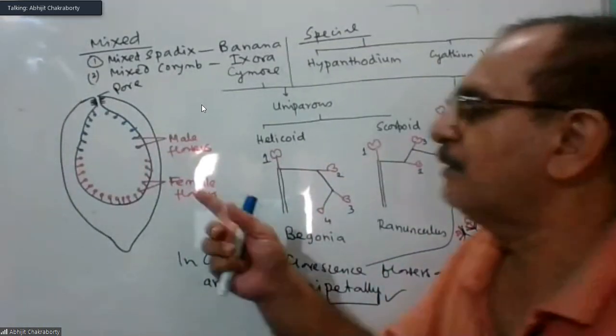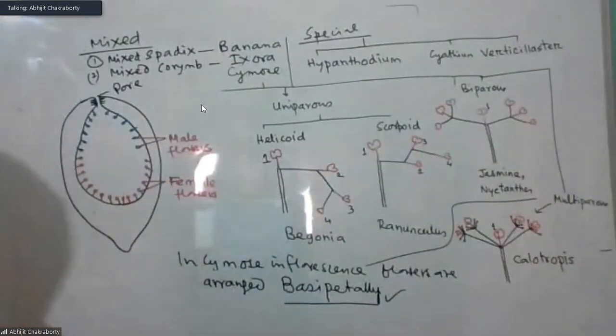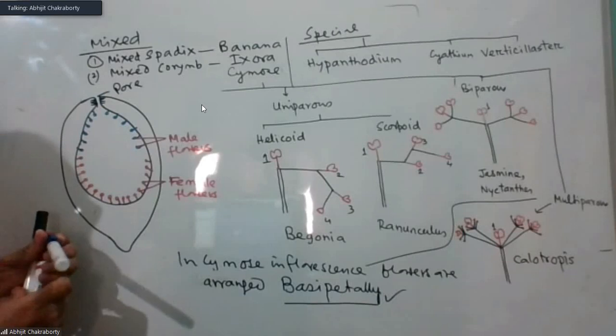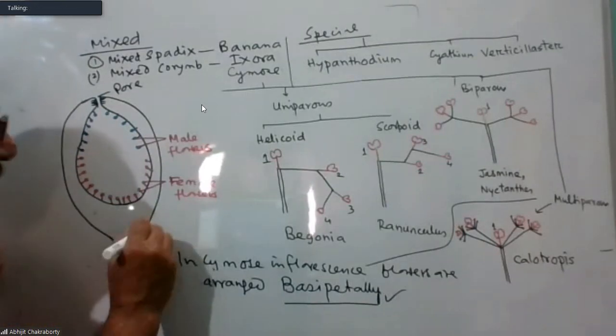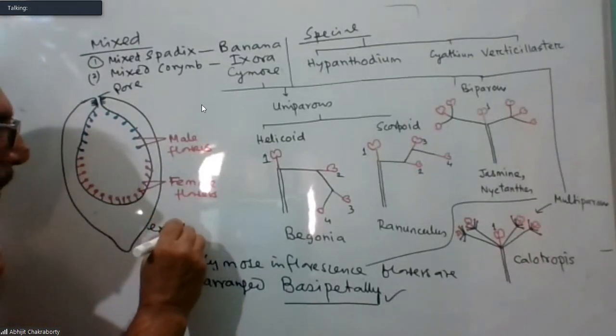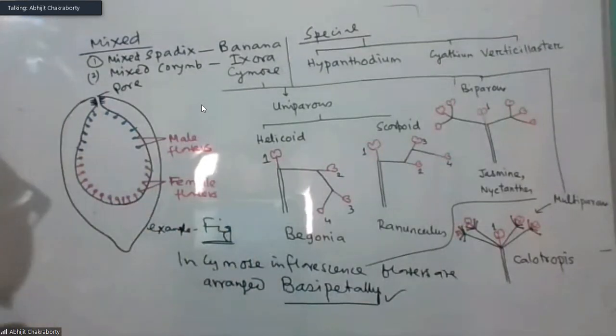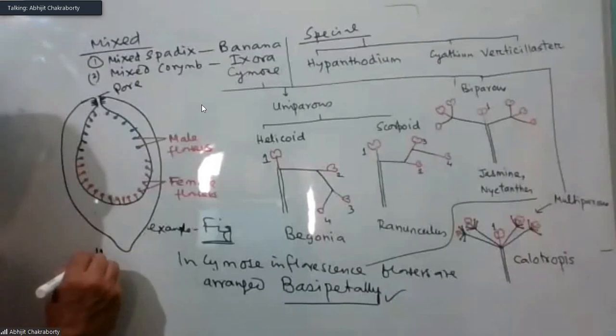Male and female flowers show the cymose pattern. It is found in, example, fig. In fig, you will get the hypanthodium.